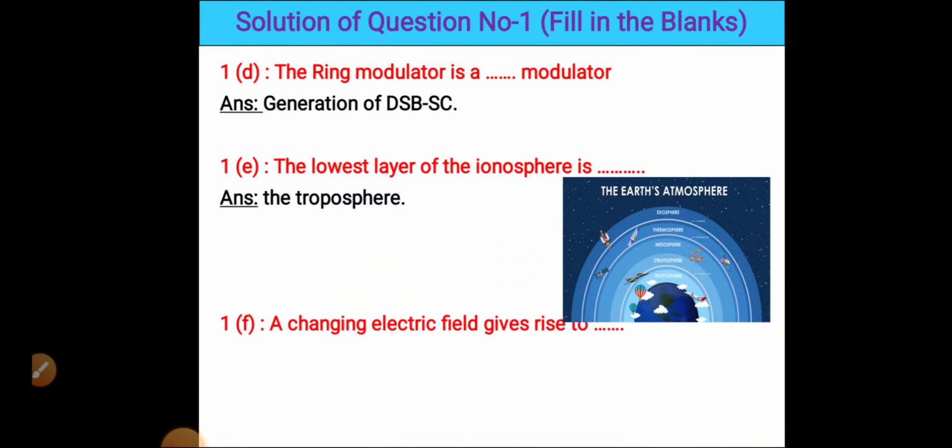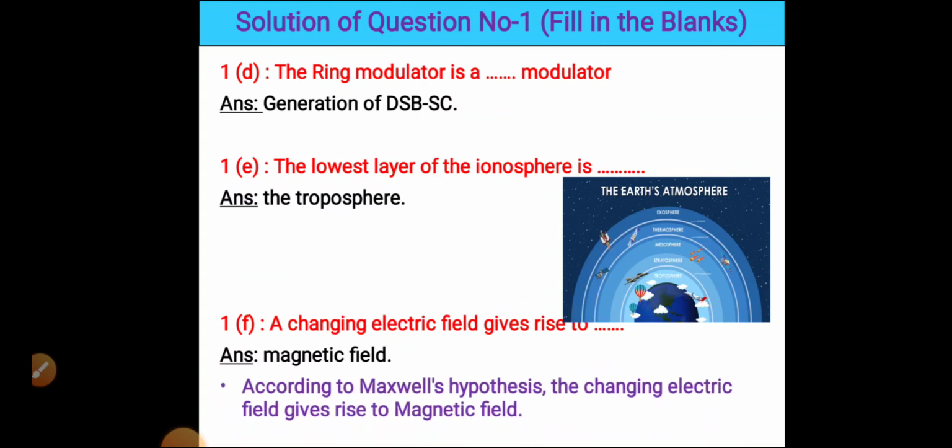A changing electric field gives rise to a magnetic field. So according to Maxwell's hypothesis, a changing electric field gives rise to a magnetic field.